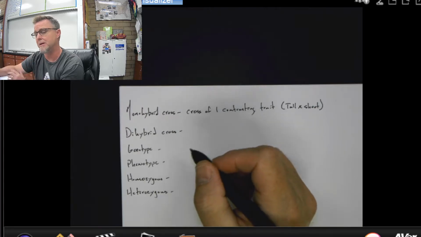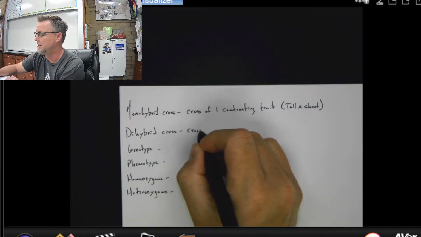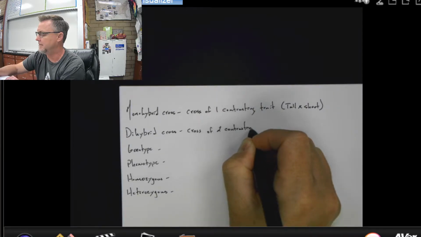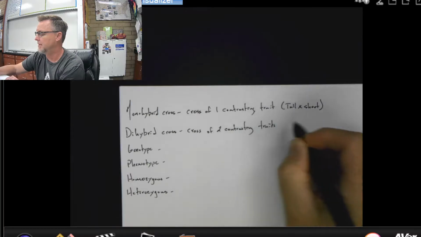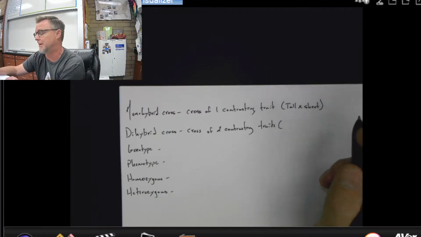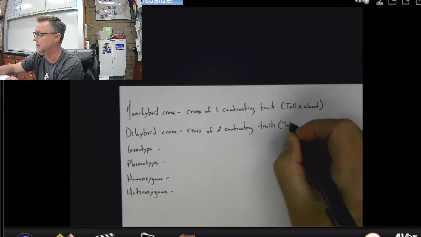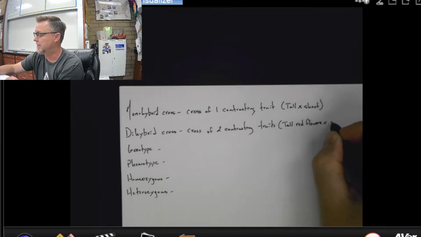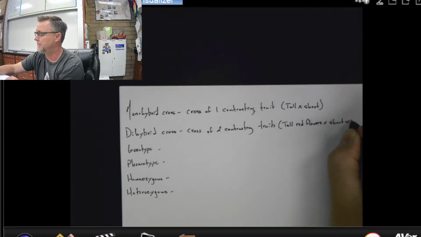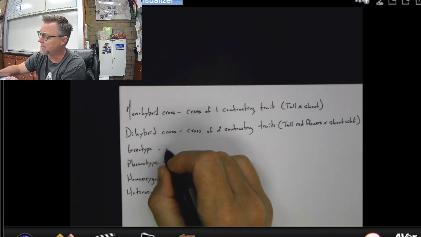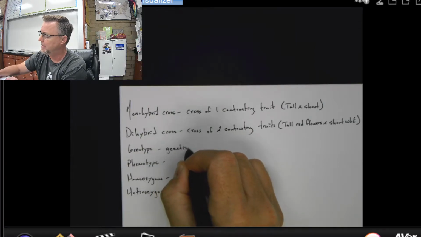Okay, next is the dihybrid cross. This is two contrasting traits at the same time. So a cross of two contrasting traits at the same time. So maybe now it's a tall plant with red flowers crossed with a short plant that has white flowers. So tall, red flowers, crossed with short, white flowers.